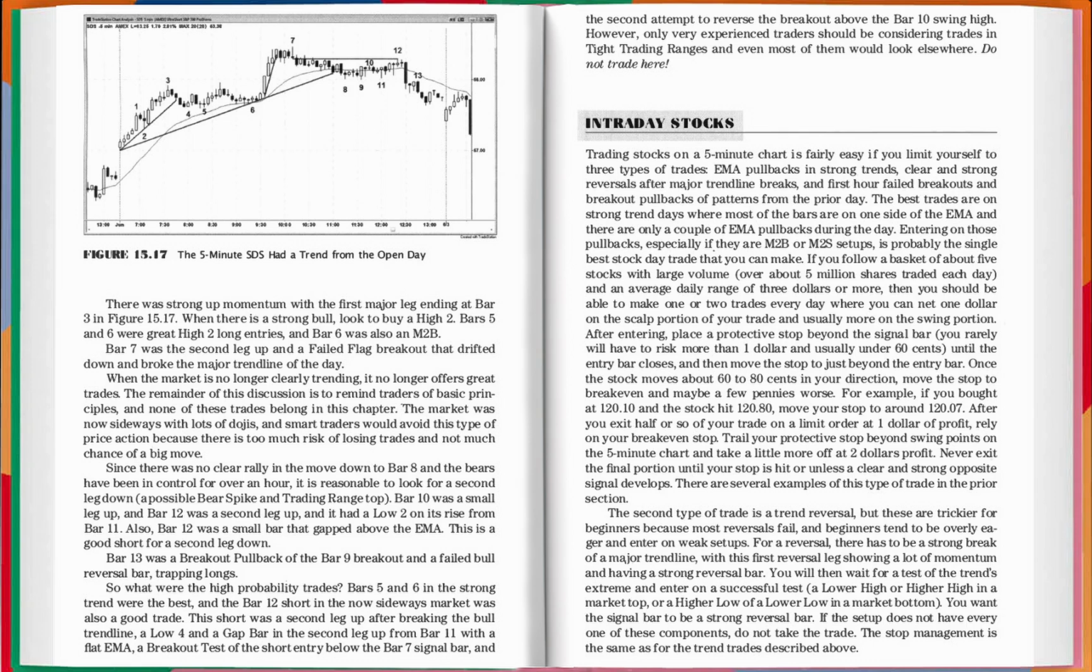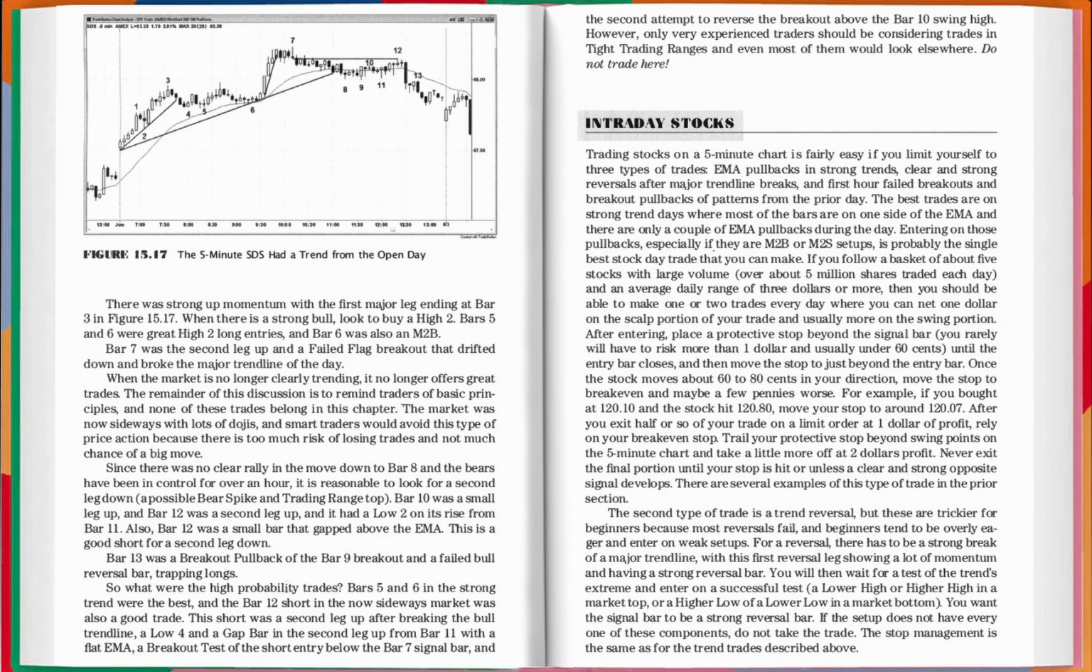Since there was no clear rally in the move down to bar 8, and the bears have been in control for over an hour, it is reasonable to look for a second leg down, a possible bear spike and trading range top. Bar 10 was a small leg up, and bar 12 was a second leg up, and it had a low 2 on its rise from bar 11. Also, bar 12 was a small bar that gapped above the EMA. This is a good short for a second leg down.